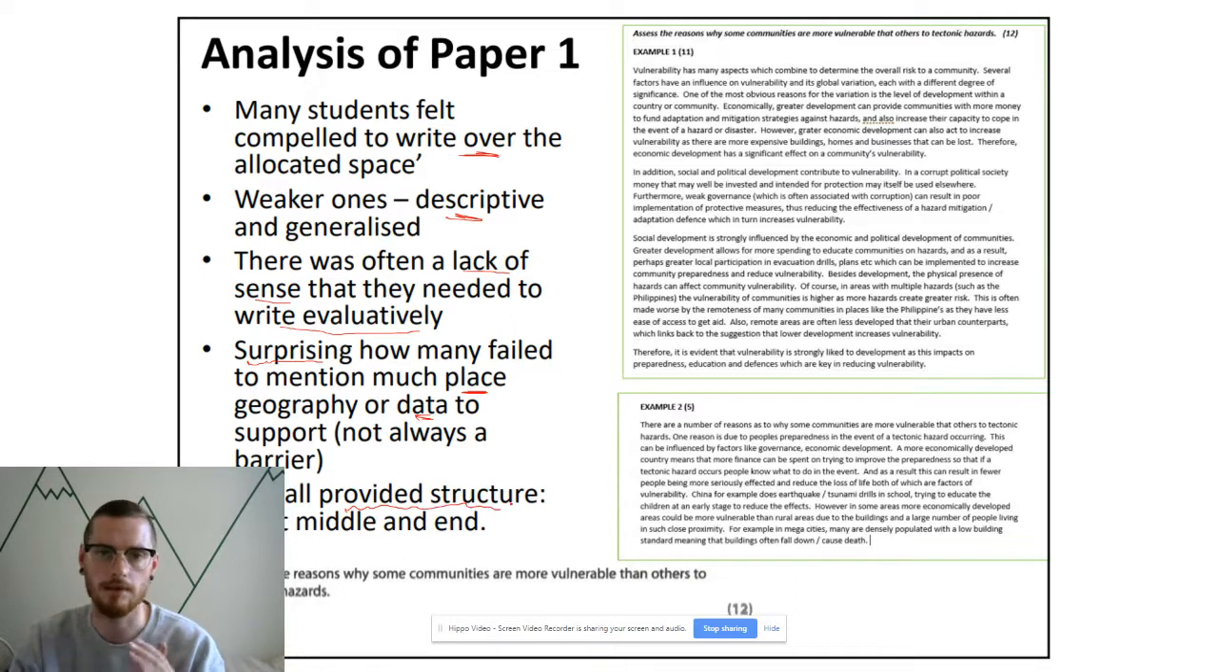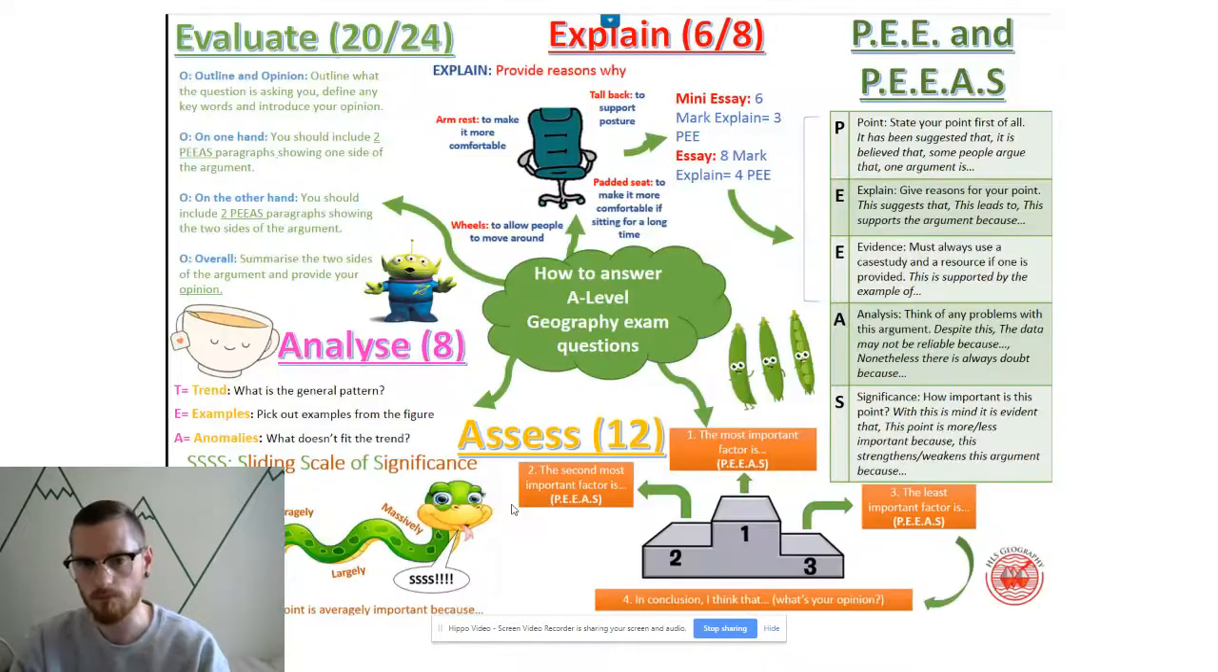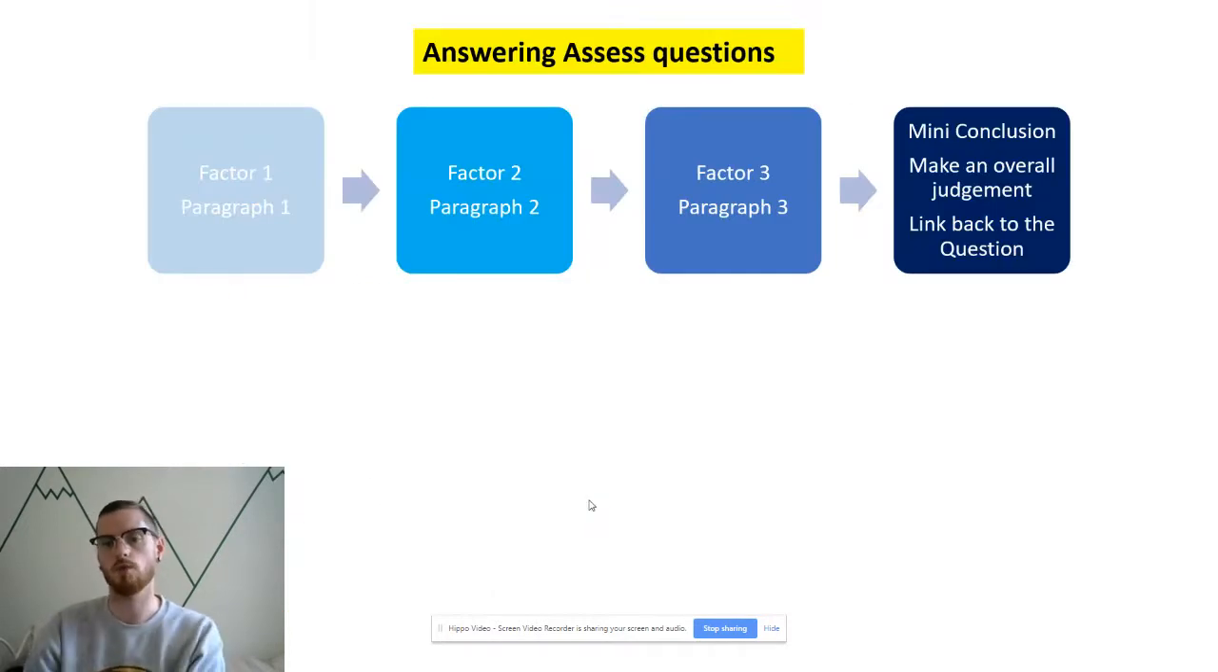Now I've given you a structure in class, and I'm going to go through the structure because that's what the exam board wants to see. We've looked at assessing class, but I'm going to break this down a little further for you. So this is the structure to an assess question. I've made it into a flow diagram. Factor 1, paragraph 1, and then we move into Factor 2, paragraph 2. Factor 3, paragraph 3. You must have 3 factors, 3 different developed points, 3 different paragraphs. And then that leads into what I refer to as a mini conclusion.